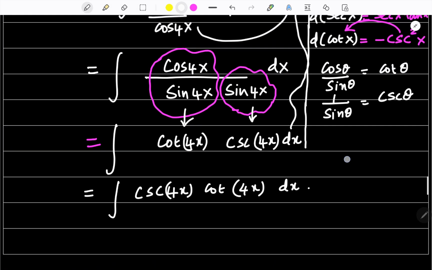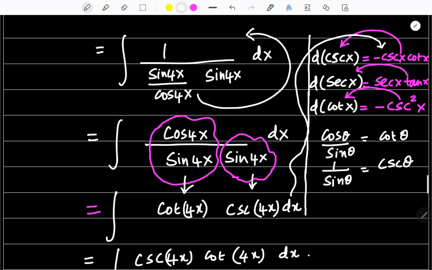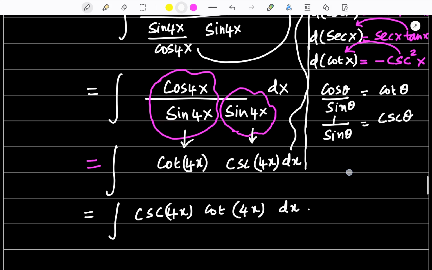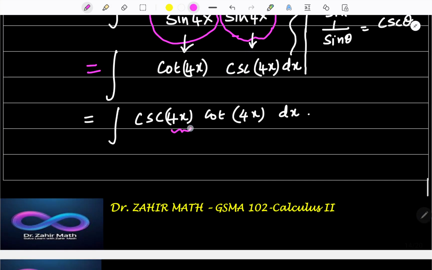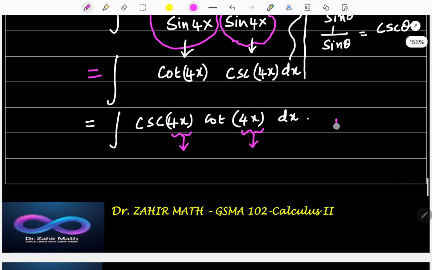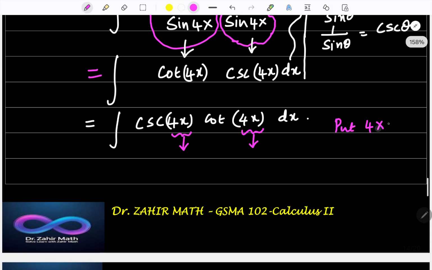Let me show you the formula again. Look here, cosecant x cot x, and that gives cosecant x. But here it is not x, it is 4x. So I have to make it a single variable, and this is where substitution comes in. What I'm going to do is put 4x equal to u. This is step number 1. And what is step number 2?